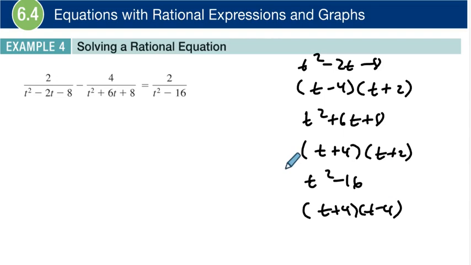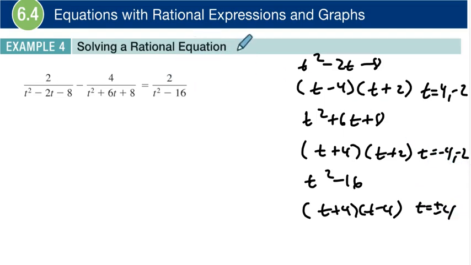Okay, so basically, I'm going to go ahead and just rewrite this in factored form so that we can better see what is going to be our common denominator. So actually, let's just first look at what is our domain. What makes each denominator equal to 0? When t is 4 and when t is negative 2. And then here is when t is negative 4 and negative 2. And then here is when t is plus or minus 4.